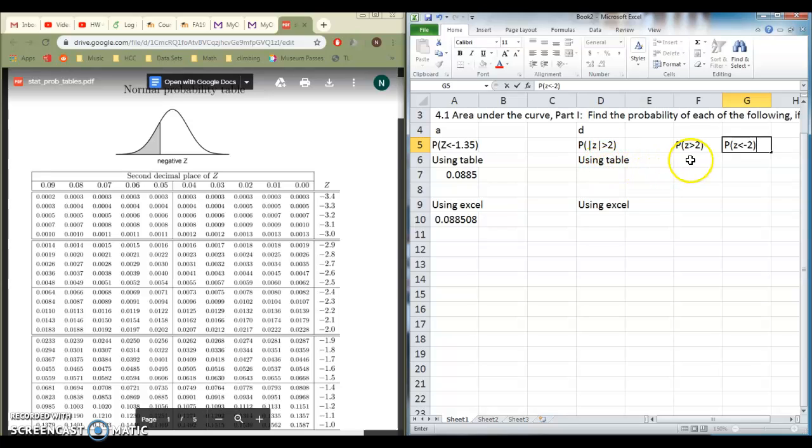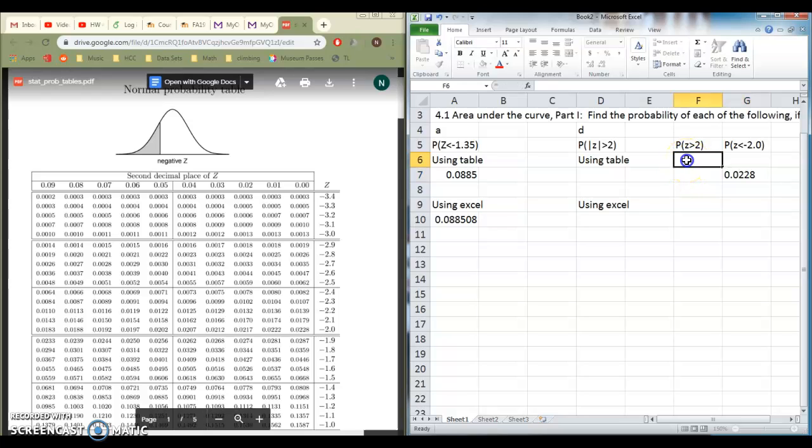So let's look at the table to find these two values. The probability that z is bigger than 2 is a little tricky, so let's do this one first. The probability that z is less than negative 2.0, right? That's the same as 2. So I go over here to my table. Here's negative 2.0, so it's 0.0228.